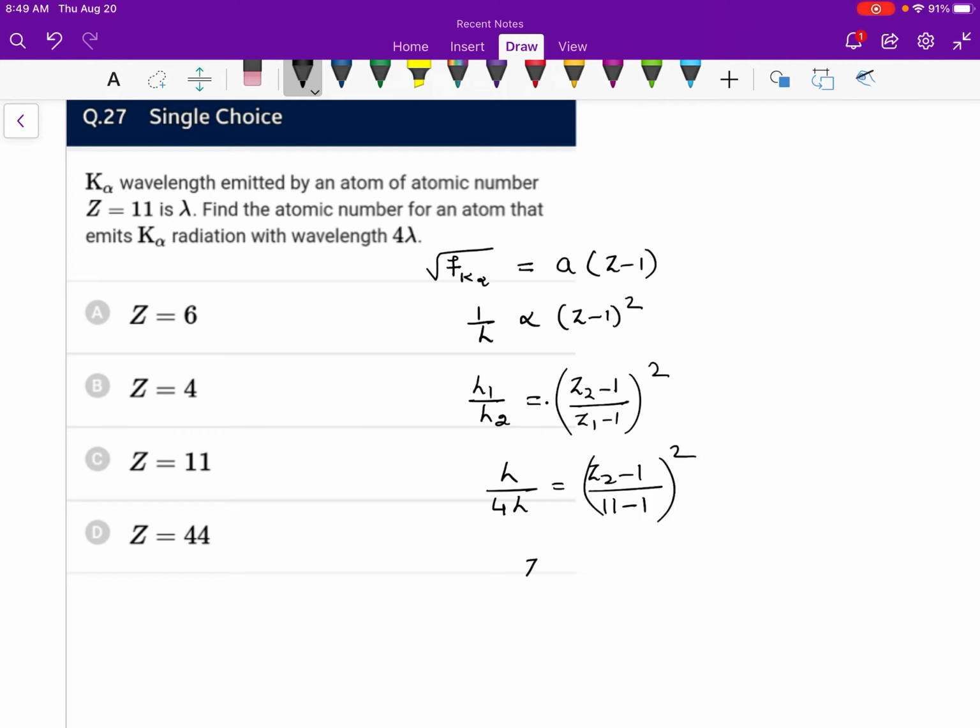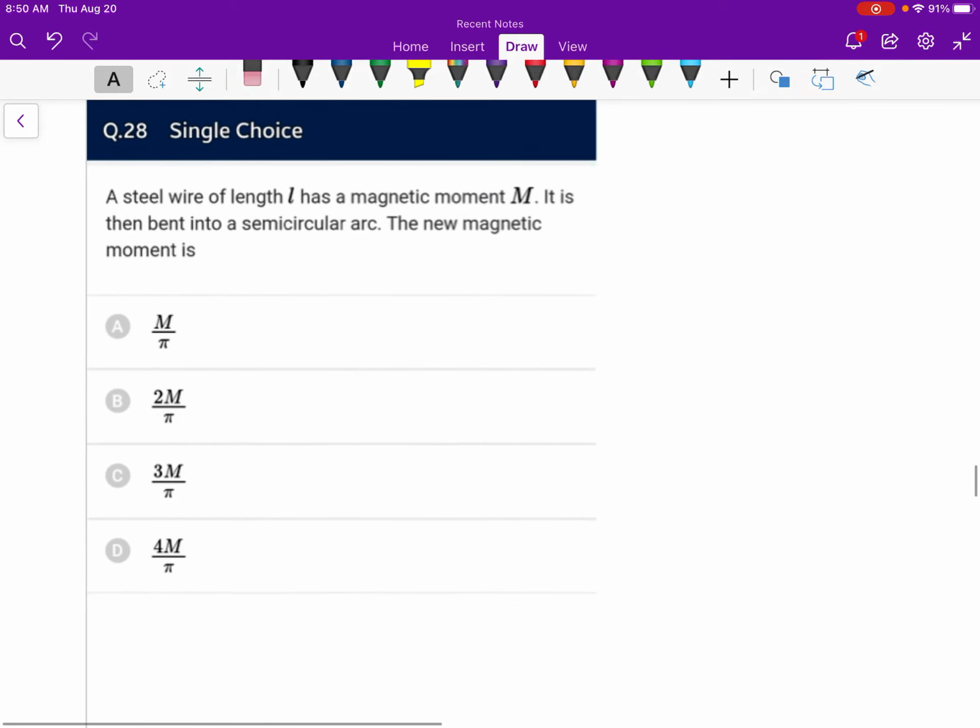So 100 upon 4 is 25. So z2 minus 1 is 5. So z2 is 6. So A is the correct option.